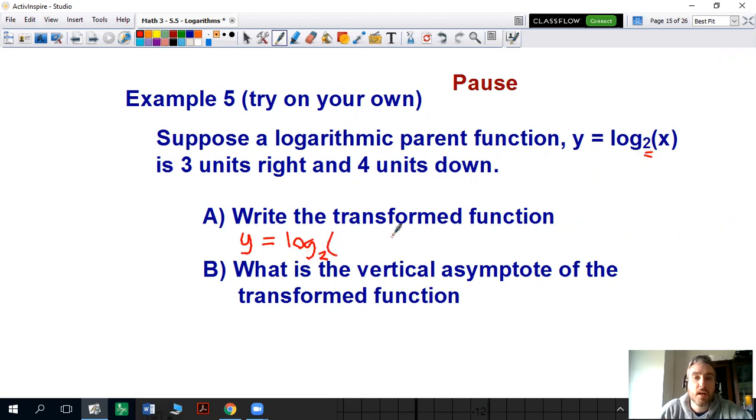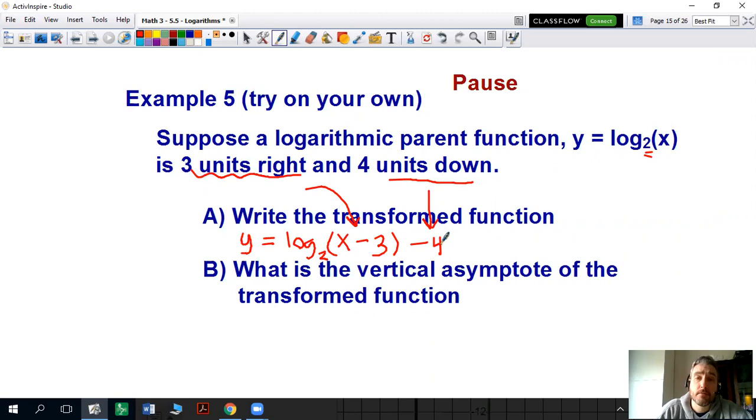So let's talk about what happens if I shift it 3 units to the right. Well, right is going to be this way. It's minus on the x-axis. Remember, it's the opposite. So it's going to be -3, just like any function. And 4 units down on the outside, that'll be -4. So hopefully you have log base 2 of (x minus 3), and then -4 on the outside.